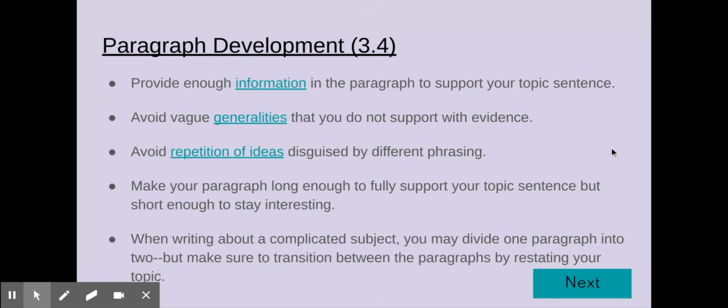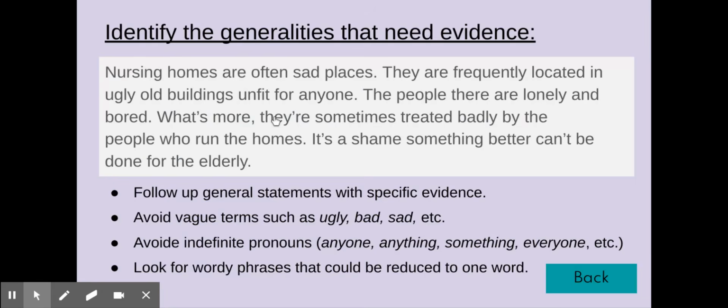So when you're developing your paragraphs, you want to avoid vague generalities that you do not support with evidence. Let's look at this paragraph. Nursing homes are often sad places. They are frequently located in ugly old buildings unfit for anyone. The people there are lonely and bored. What's more, they're sometimes treated badly by the people who run the homes. It's a shame something better can't be done for the elderly.